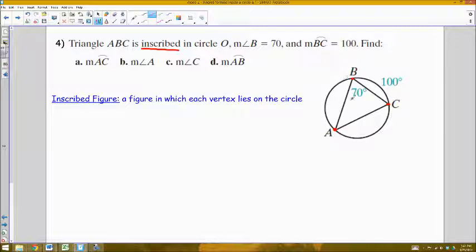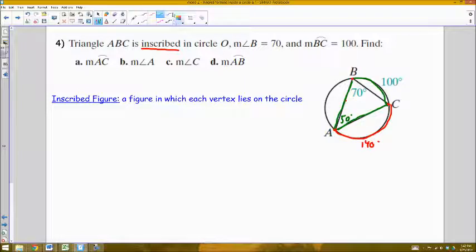With the rest of the given information, I know that the measure of angle B is 70, which means that the measure of arc AC, the arc which that angle of 70 degrees is inscribed within, would have to be double that, which is 140. I know that arc BC is 100, which means that the angle inscribed within that arc would have to be half that, which makes it 50 degrees.